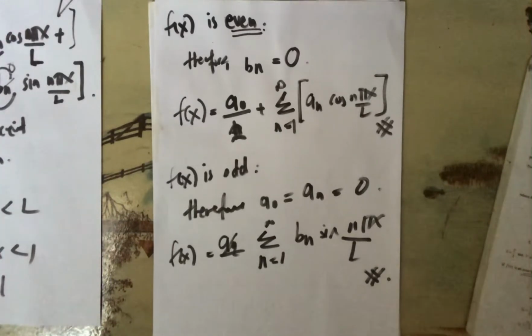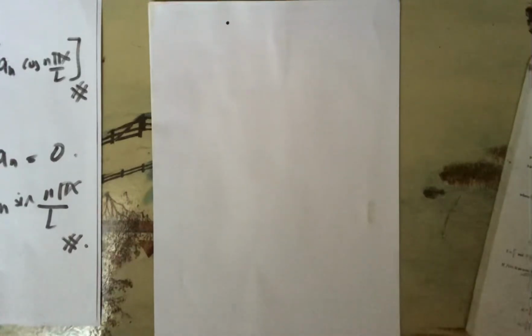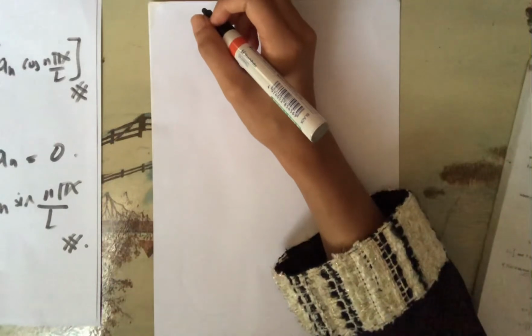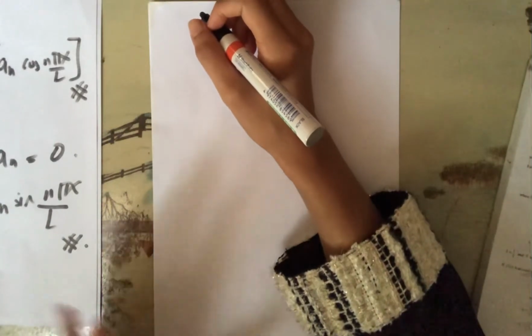Okay, class. So that's it about the formula first. This is just an introduction. Before we go to the examples, there are some helpful identities that we will use regularly in this chapter.